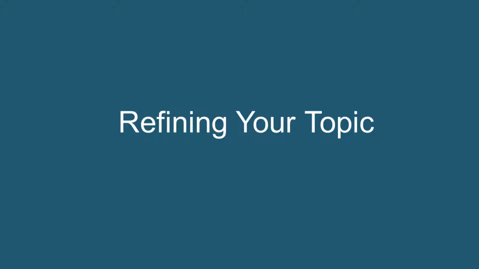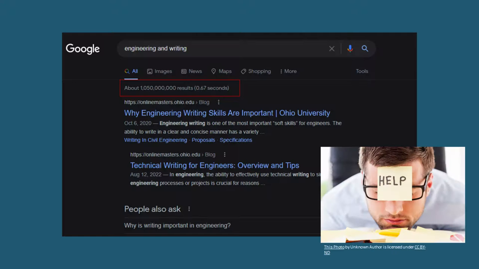In this Writing 227 assignment, you're tasked with exploring the role writing and communication play in a profession you're interested in. That's a broad topic, and if you just search for the profession in writing or communication, you'll likely get too many results and it'll be overwhelming. In this video, we'll talk about how to refine a broad topic into something researchable.